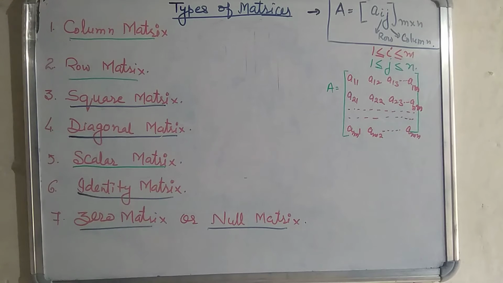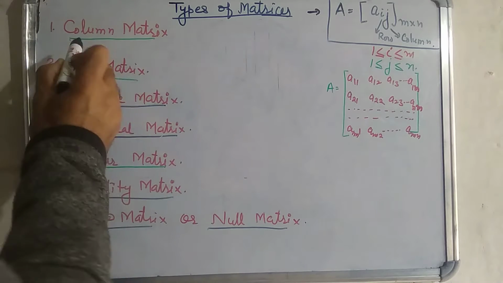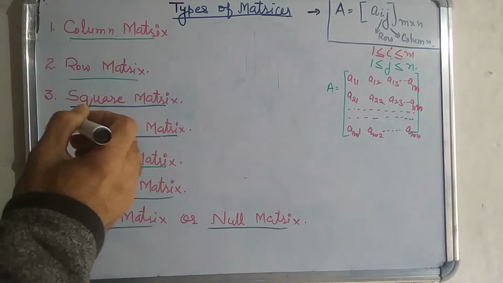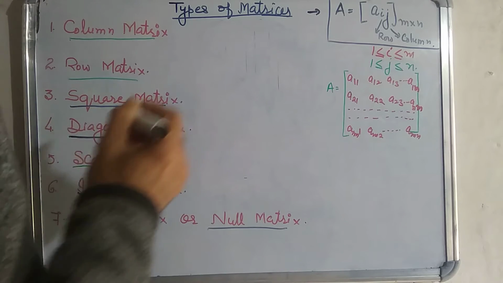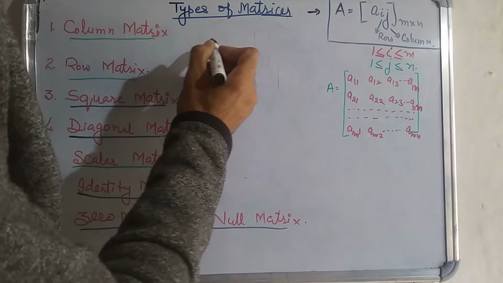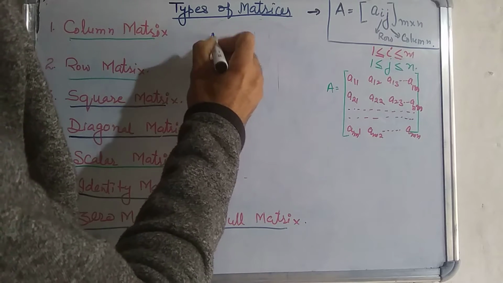Dear student, today we will study the types of matrices. First type is column matrix. A matrix is said to be a column matrix if it has one column and any number of rows. So see here.